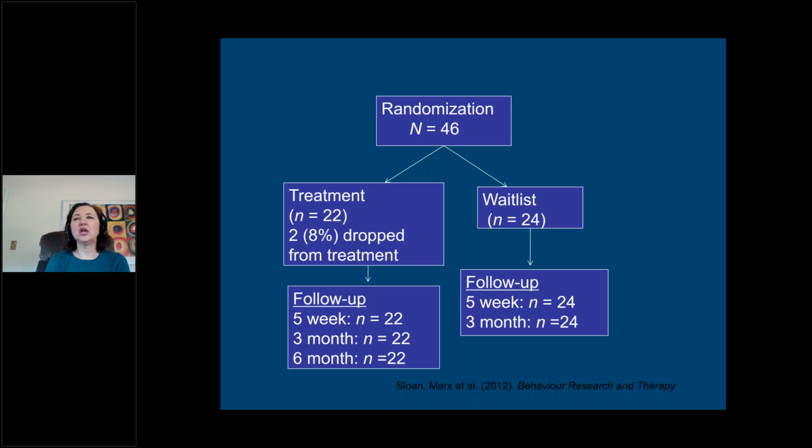So in this study, we took a small sample, 46 people, and randomly assigned them to either written exposure therapy or a waitlist control. And of the 22 people assigned to written exposure therapy, 8% dropped out. So that's quite low. And we did an intent to treat approach. So we tried to get everyone back. Surprisingly, everybody actually did come back. And I'm sure that will never happen to me again, but that was good.